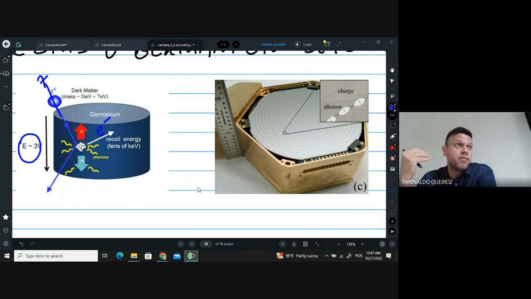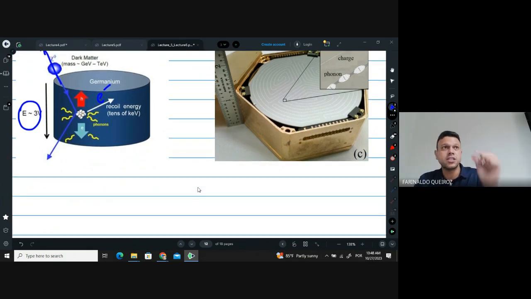Because if I don't rip off an electron, the only thing I could see in principle would be the vibration of the lattice, but this one is harder to detect for experimental reasons. So really the ionization of the material is the one that dictates the energy threshold of the detector, okay? So the larger the energy gap, the better for low dark matter masses, because I need lower thresholds, remember?